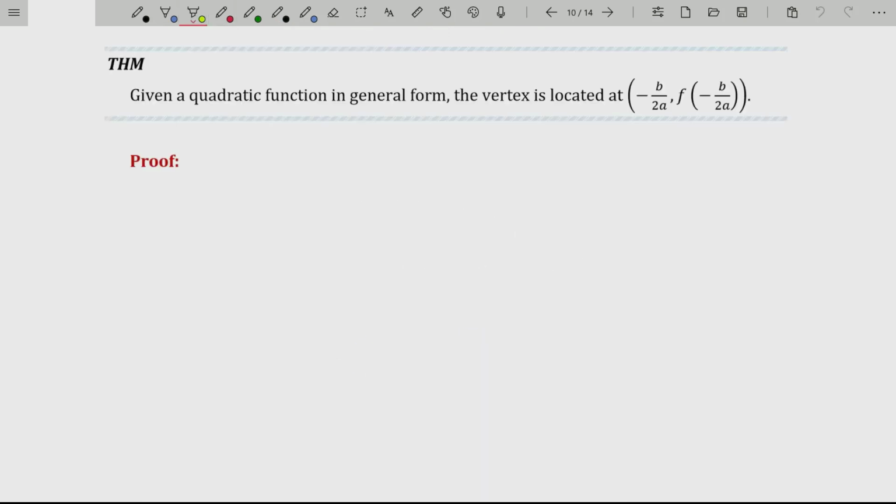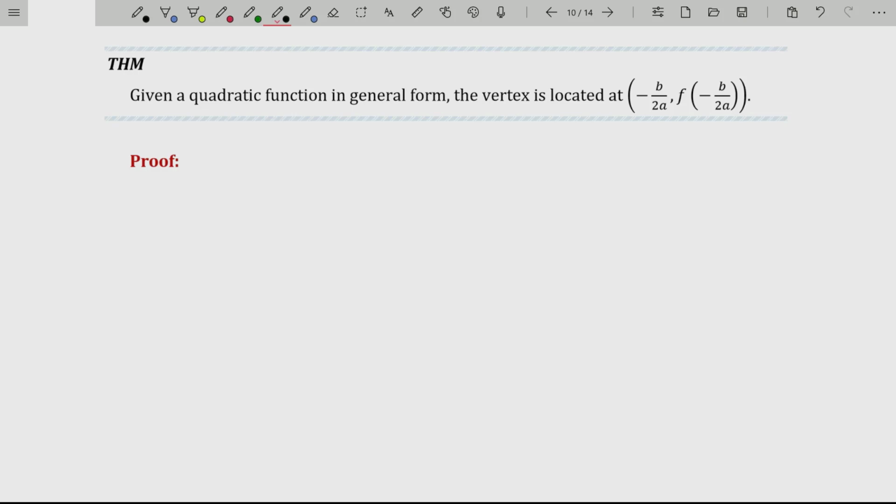Now you've seen this theorem before. Given a quadratic function in general form, the vertex is located at (-b/2a, f of negative b over 2a). Again, this is not one that I like to teach. I actually dislike teaching this form, mainly because it's memorizable, and so a lot of students end up rote memorizing this without understanding why it's true. So let's discuss why it's true.